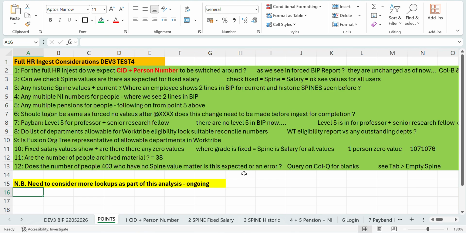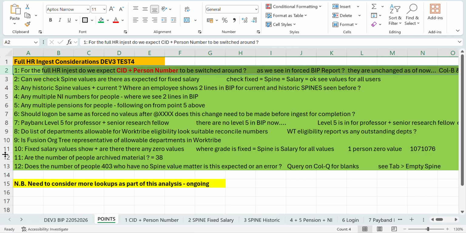In this video, we want to consider some open points for discussion with regards to a full HR ingest from the Fusion Dev3 environment to the Worktribe TEST4 environment. And there's a list of questions here in green. There are 12 we can see here, and they're represented in the tabs as we go along.